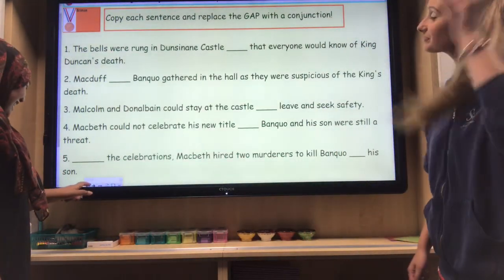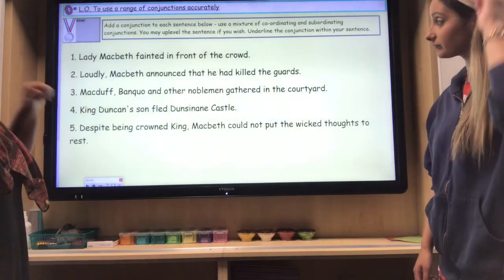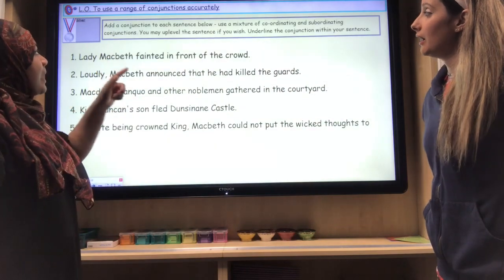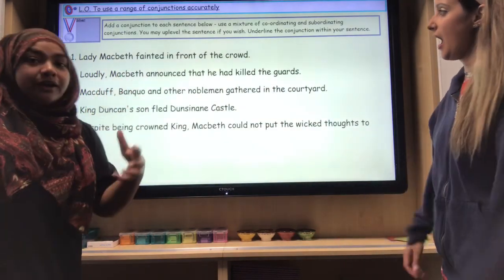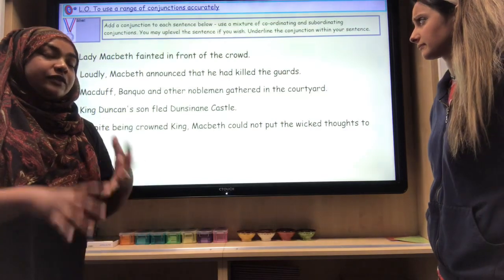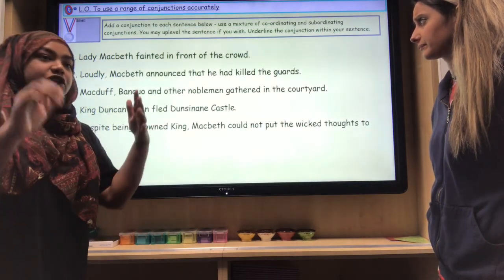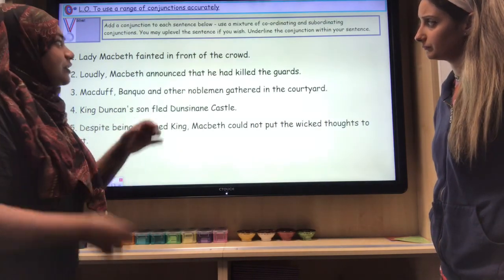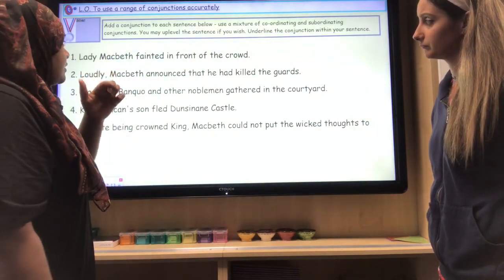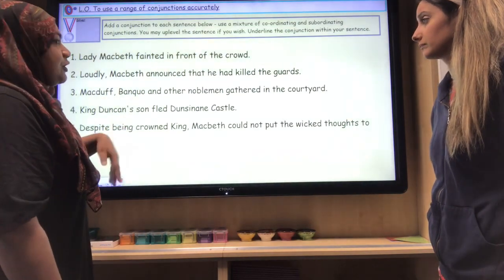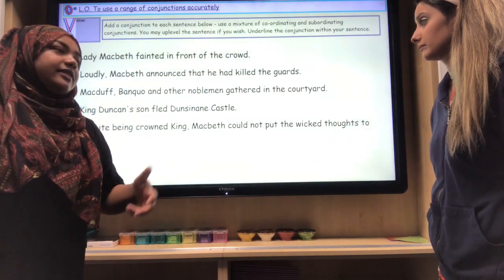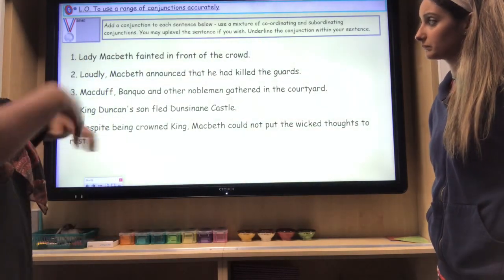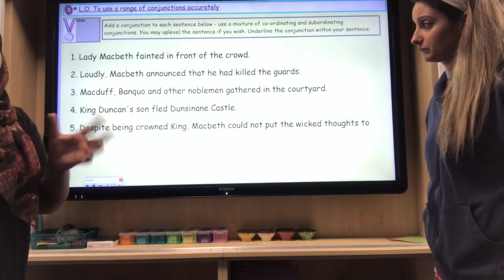Right, so that's bronze. Silver is the following. Add a conjunction to each sentence below. Use a mixture of coordinating and subordinating, so you need to use both. You may up-level the sentence if you wish. So you don't have to. You can improve it by using lots of other narrative techniques like punctuation. You can use adverb openers, different adjectives and so on. You can use figurative language. And then underline the conjunction within your sentence. So you've got a main clause here. You need to add a conjunction of your choice and then add another clause to make it make sense. Now you may want to put a conjunction in the middle and extend it. It's completely up to you.